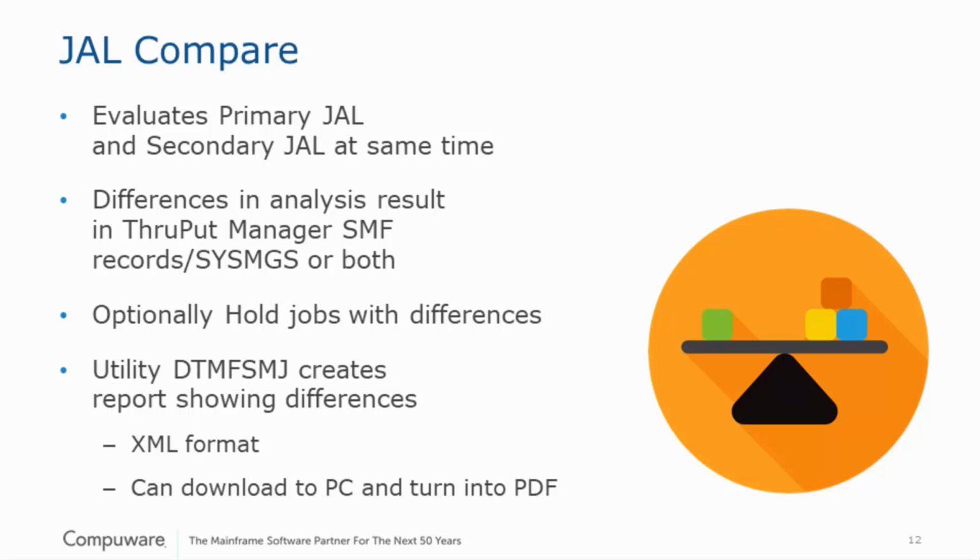Correct. And then we do include a utility too, DTM, FSMJ, and this is documented in our manuals, that you can employ to create a report showing the differences. You can create an XML format of that, and you can download that to the PC if you wanted to, and turn that into a PDF. And there's directions for doing this right in the manuals. Anything else that you want to add to that? No.